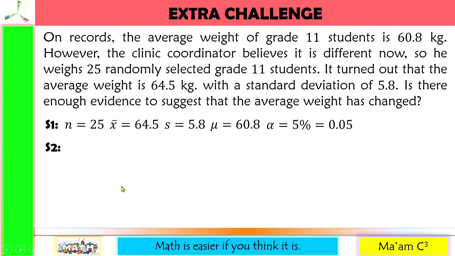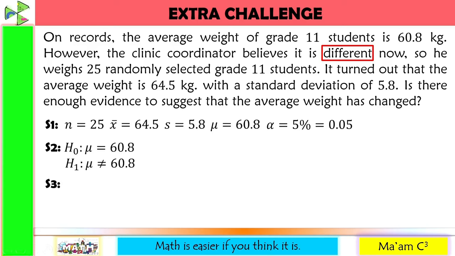Step 2. For the hypothesis, let us look for the keyword. We have here "different." This goes to our alternative hypothesis. So we have H sub 1: mu is not equal to 60.8. Not equal to because of the keyword "different." Our null hypothesis will be H sub 0: mu is equal to 60.8. Step 3.